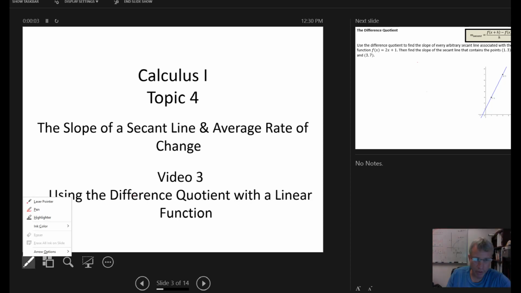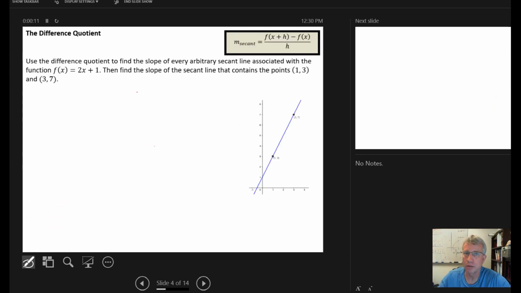So in this video, we're going to use the difference quotient with a linear function to find the equation of every secant line associated with that linear function. So here's the difference quotient from the previous video, and what we want to remember is that the difference quotient gives us a way to find the slope of any secant line through a graph of f of x.